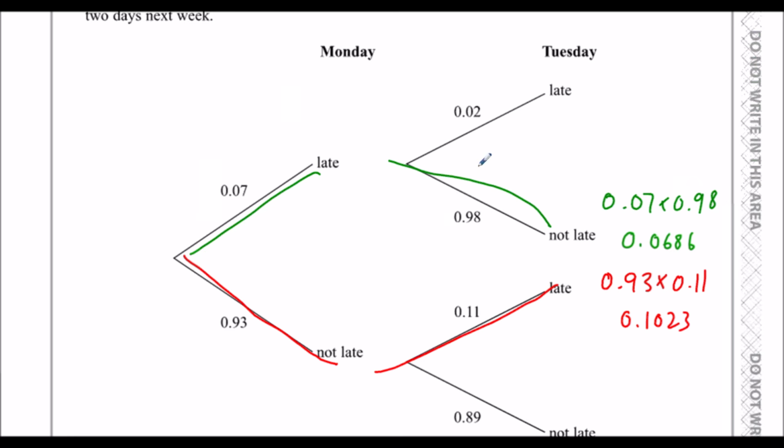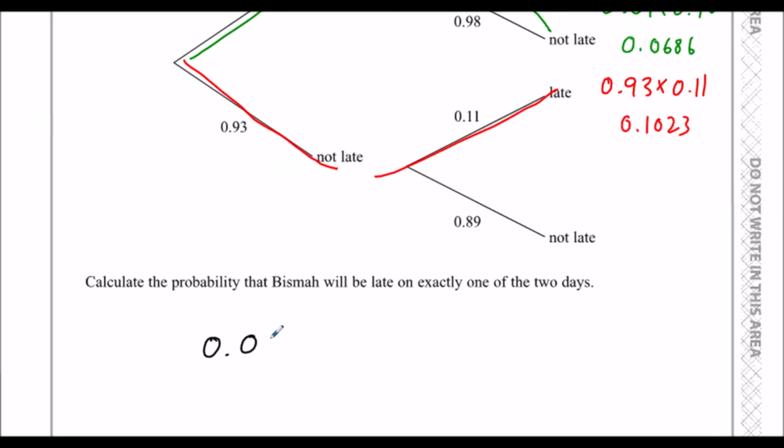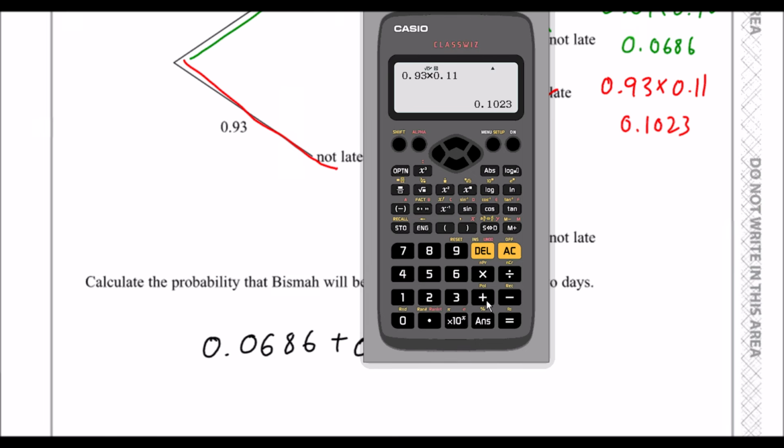So then with these two options that give me one late, I'm going to add them together to give the final answer. So 0.0686 plus 0.1023. So my last answer plus my first answer is 0.1709.